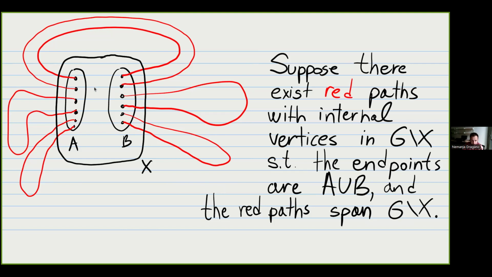And why is this the case? I drew the paths here in a specific way, but there's no assumption here. You can always reorder the vertices in A and B such that the picture looks like this, because either the paths go across, so one endpoint in A and one endpoint in B, or both endpoints are in A or both endpoints are in B. So you can reorder the vertices so that the picture looks like this.